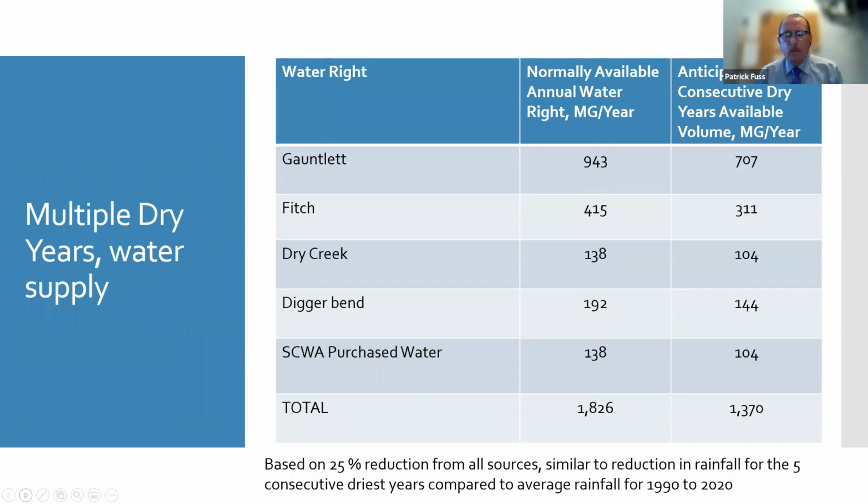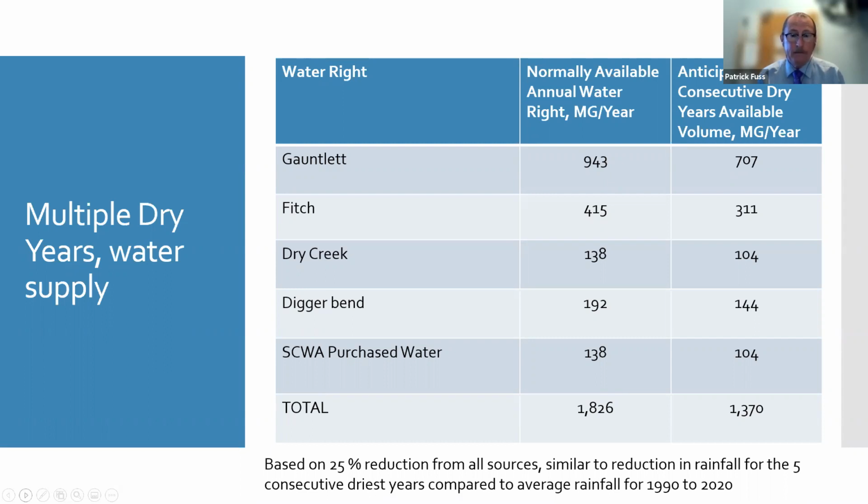The Urban Water Management Plan guide document requires us to look at multiple dry years, the single dry year being the outlier. How dry can it possibly get? So we explored that. The multiple dry years was the historic 5 driest years in the record. The ones that I found were 2011 to 2016. And the water that's available was about a 25% reduction in the available water supply.